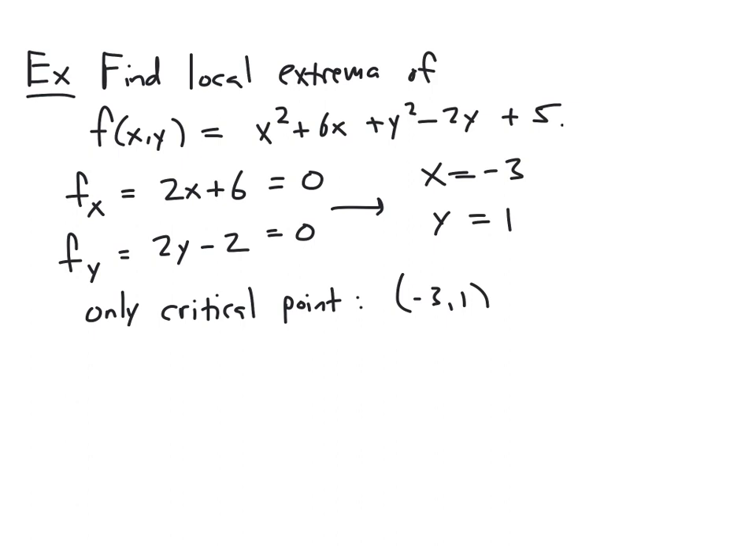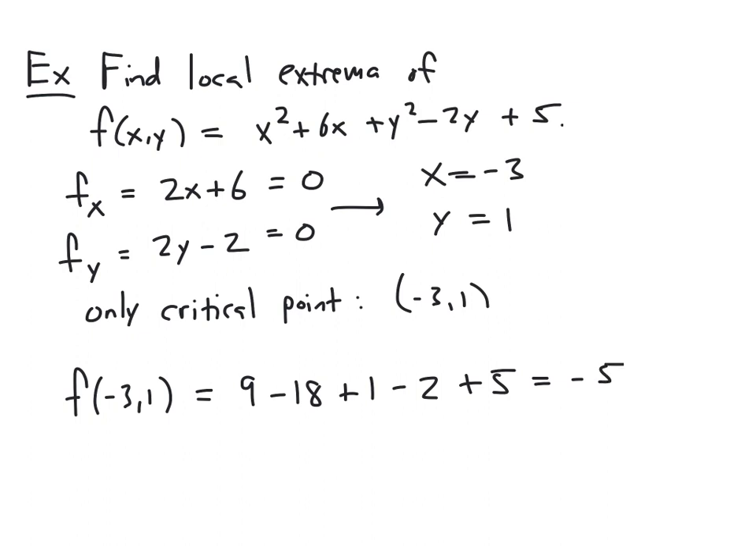Now later on we'll come up with a better way of doing this, but this function is very nice, and we're able to use the particular form of this function to determine this algebraically. So to start, let's compute the function value of f of negative 3, 1. If I replace that, it looks like we're going to get 9 minus 18 plus 1 minus 2 plus 5. And this yields a function value of negative 5.